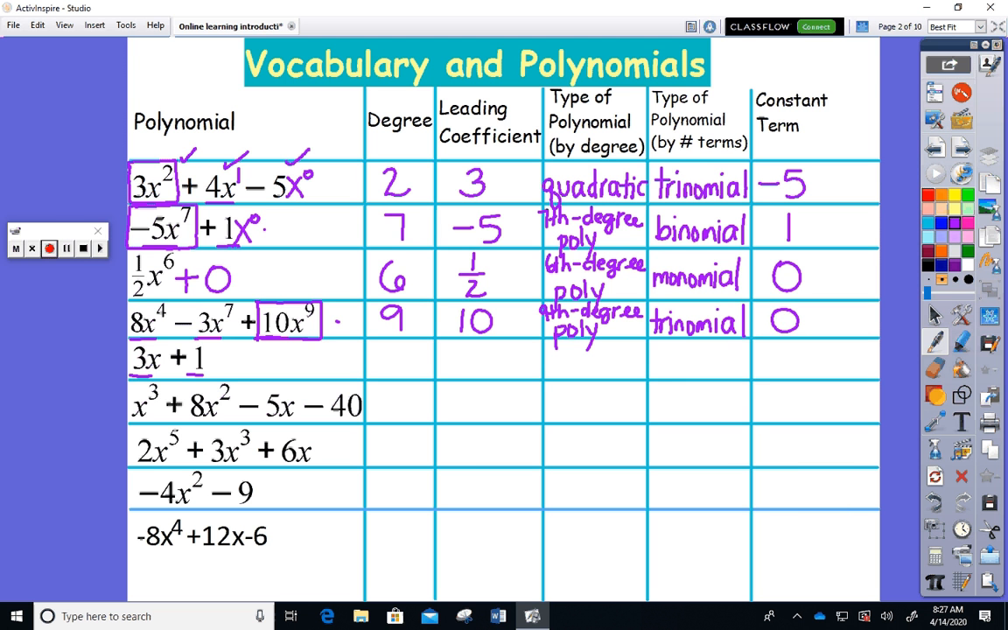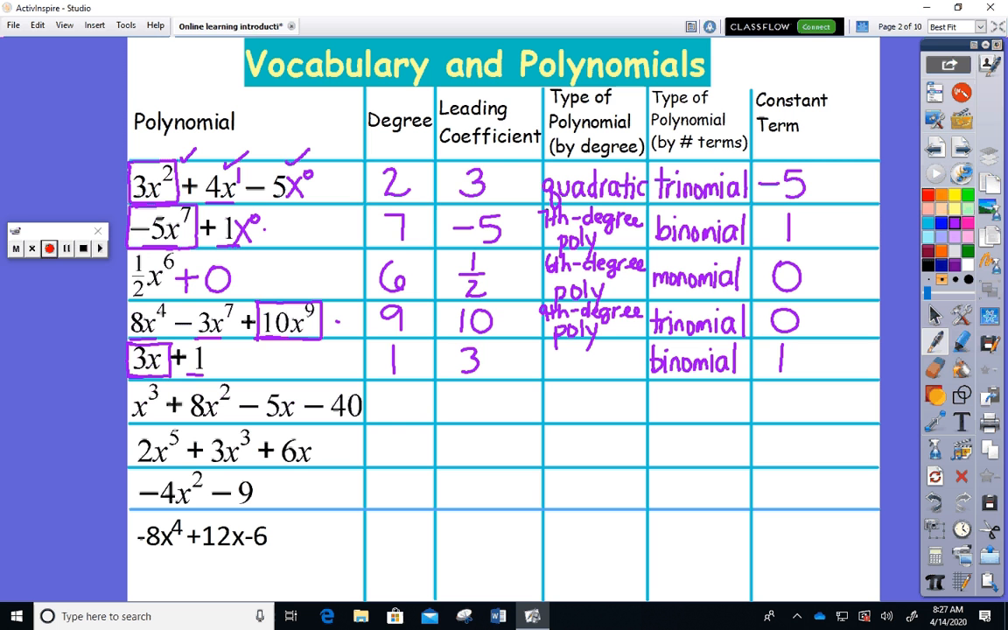Now, on the next one, I see 3x is one term, 1 is another term. That's 2 total terms. That's a binomial. I do have a plain number. It's 1. So 1's my constant term. Now, 3x is not where I plan to write that, but that's okay. 3x is definitely my leading term.